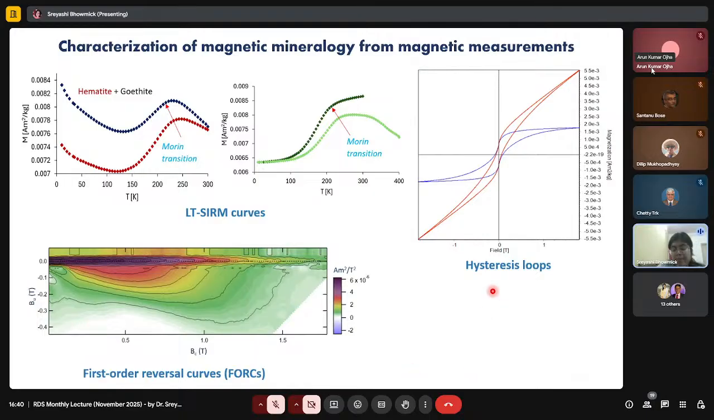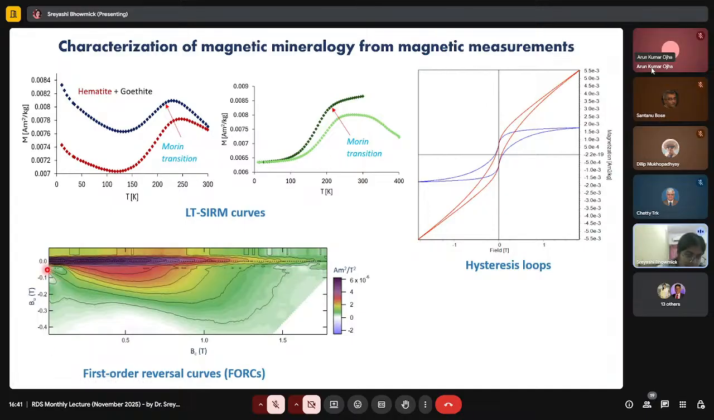Now, what is the purpose of obtaining this hysteresis loop and first order reversal curve? Now, this gives us an added advantage. First is we could determine the hematite grains, but if we want to characterize this magnetic mineral, understand its nature, its behavior, and its grain size, then hysteresis loops and first order reversal curves give us an added advantage here.